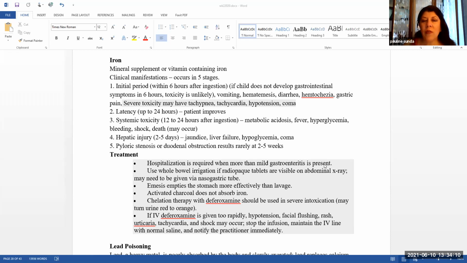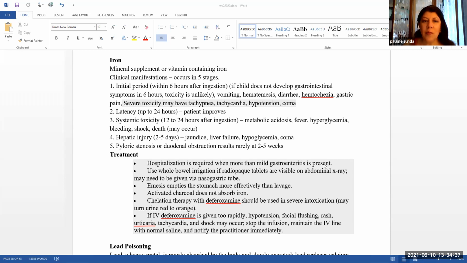Latency is up to 24 hours and the patient improves. Systemic toxicity usually occurs anywhere from 12 to 24 hours after ingestion, and you will see things like metabolic acidosis, fever, hyperglycemia, bleeding, shock, and death actually can occur. Hepatic injury, this is 2 to 4 days after ingestion. Jaundice, liver failure, hypoglycemia, and coma.